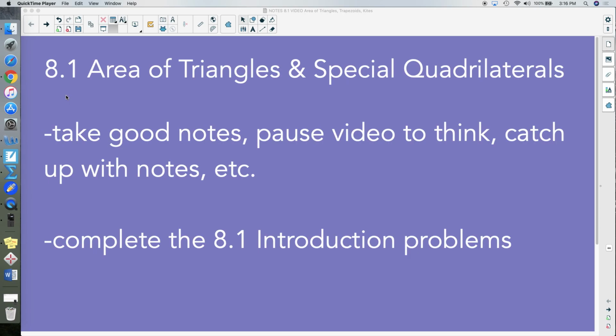This is a lesson video for 8.1, area of triangles and special quadrilaterals. Be sure to take good notes. Pause the video because in some sections we move kind of quickly and there's more on the screen you may want on your notes. Be sure to add ideas on the side or questions that you might have to ask your teacher about, and then be sure to complete and correct the 8.1 introduction problems.